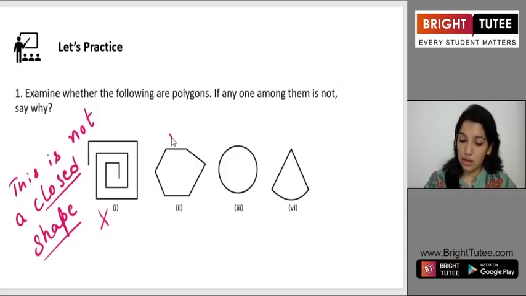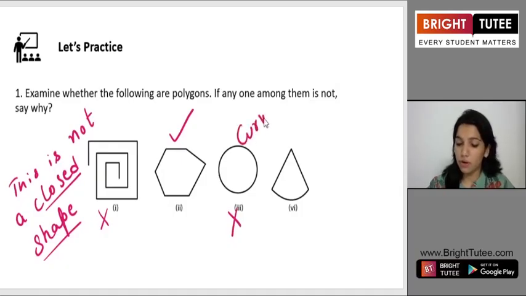So the second one is a polygon. So this is correct. It is a polygon. It is a closed shape made up entirely of line segments. Moving to the next one. This is not a polygon. Why? Because it is made up of curve. This is a circle entirely made up of curve. So it is not a polygon.